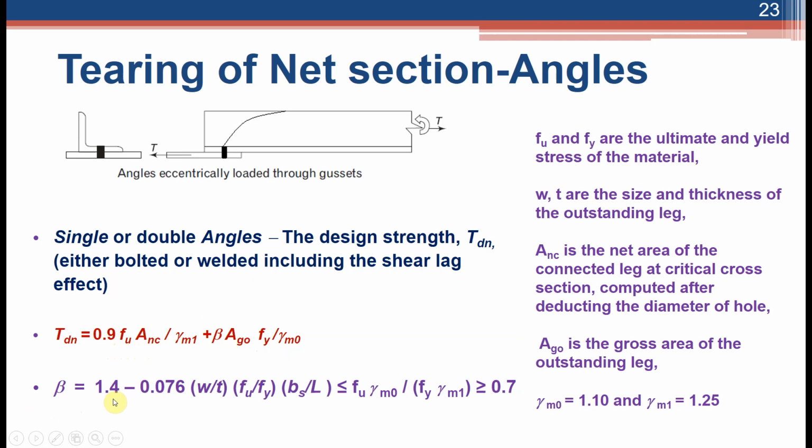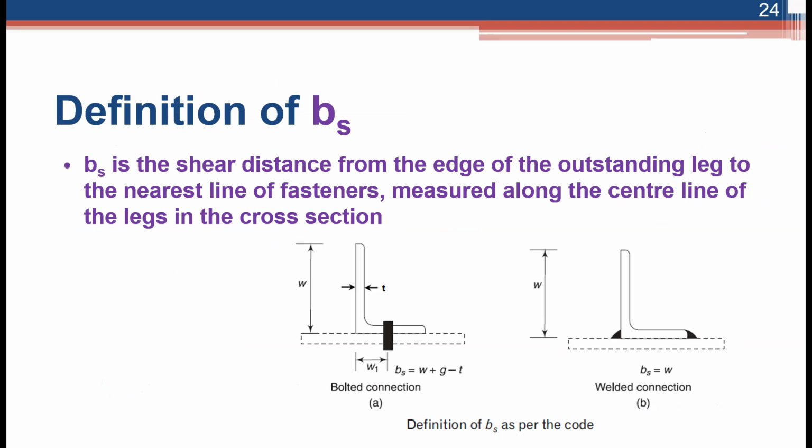Where beta is equal to 1.4 minus 0.076 (w upon t) (Fy upon Fu) (bs upon L), which should be less than or equal to Fu gamma m0 divided by Fy gamma m1, and should be greater than or equal to 0.7.